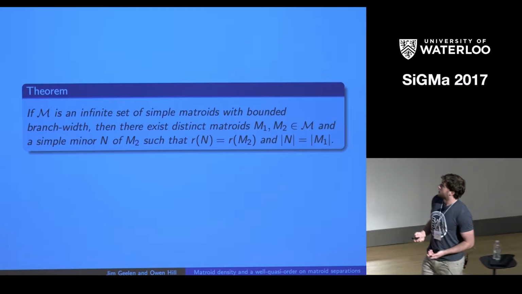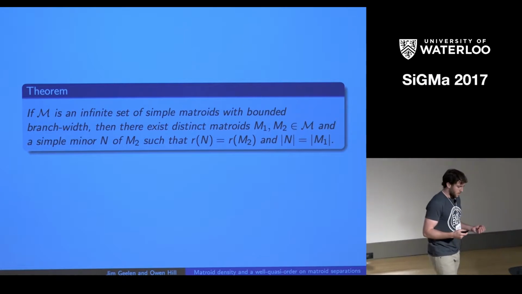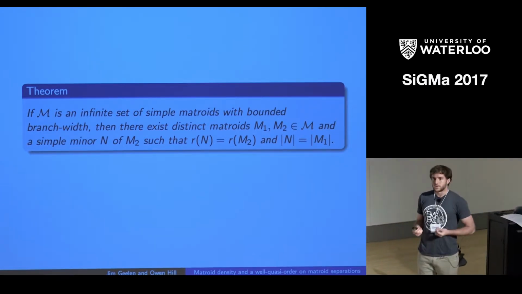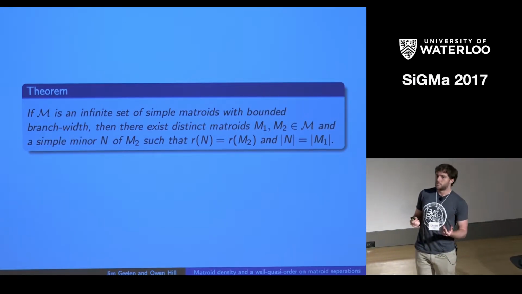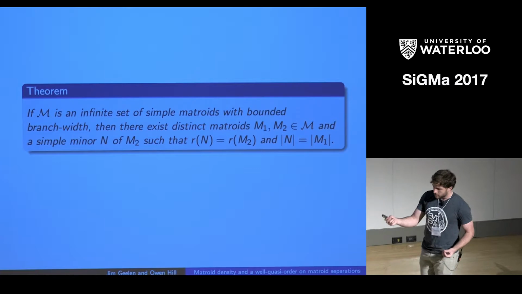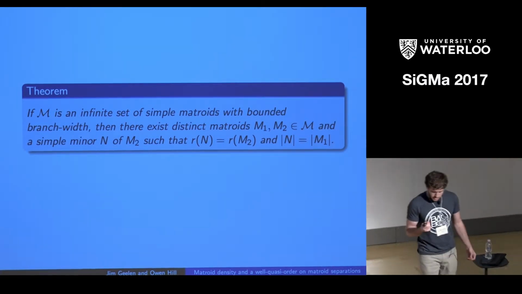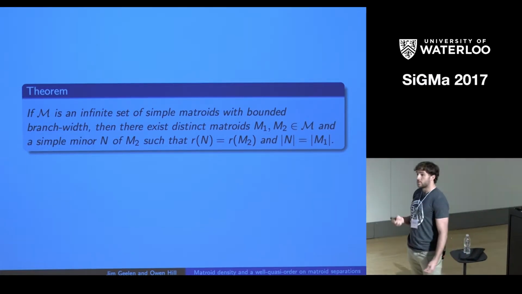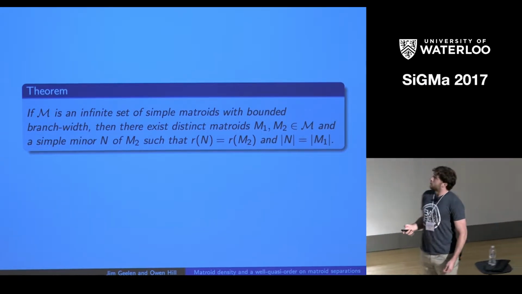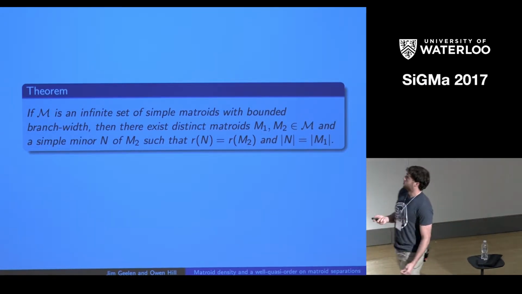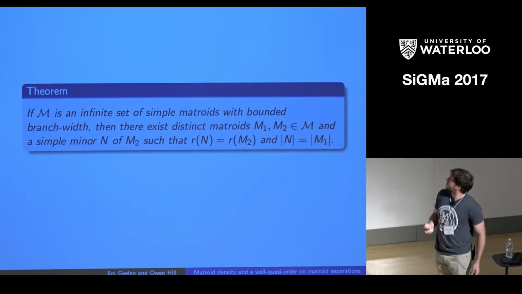So what do we do to get around this? Well, we introduce a new well-quasi-order, and this is really, really nice. What we're able to say is: give me a collection of simple matroids which have bounded branch width. Then I can find one matroid in this collection which has a minor with size and rank exactly equal to the size and rank of another matroid in this collection. So we also conjecture that this is true for simple matroids in general.